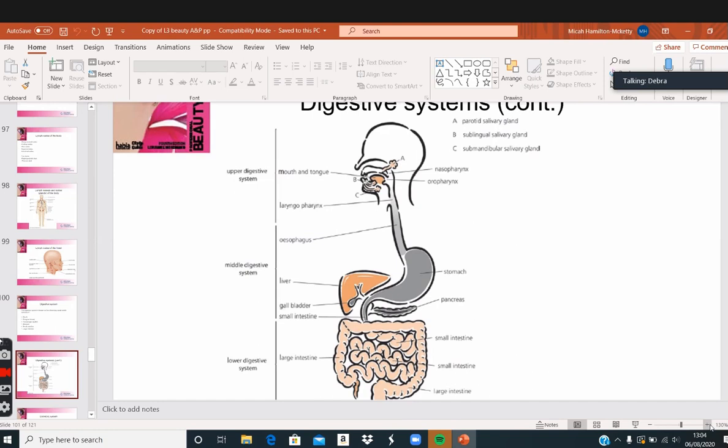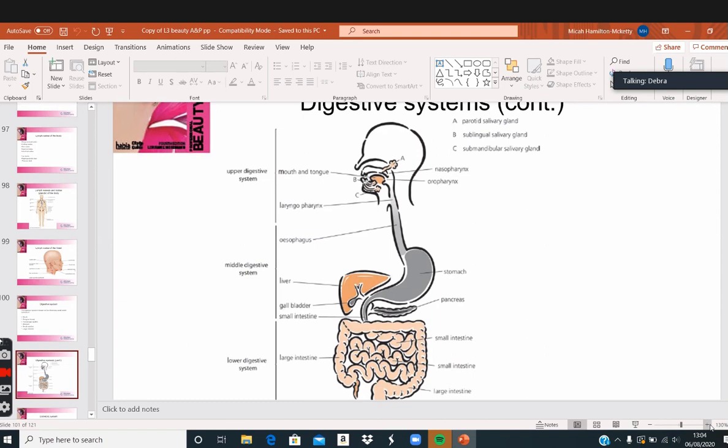For the middle digestive system, which will be the stomach, the liver, the pancreas, the gallbladder, and the small intestine. Okay, so that's the middle. So that's the middle of your body. So you've got the upper head going down and leading down to the middle of your body, which is your liver, stomach, pancreas, gallbladder, small intestine, and that's it, and stomach.